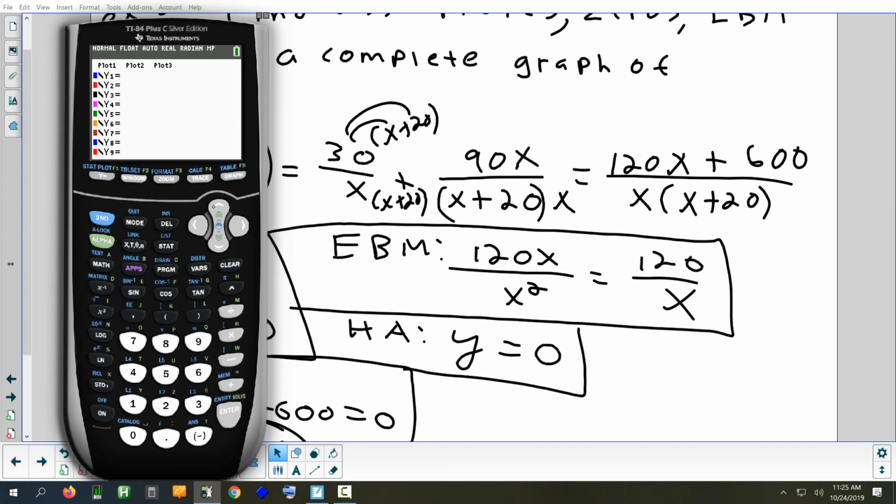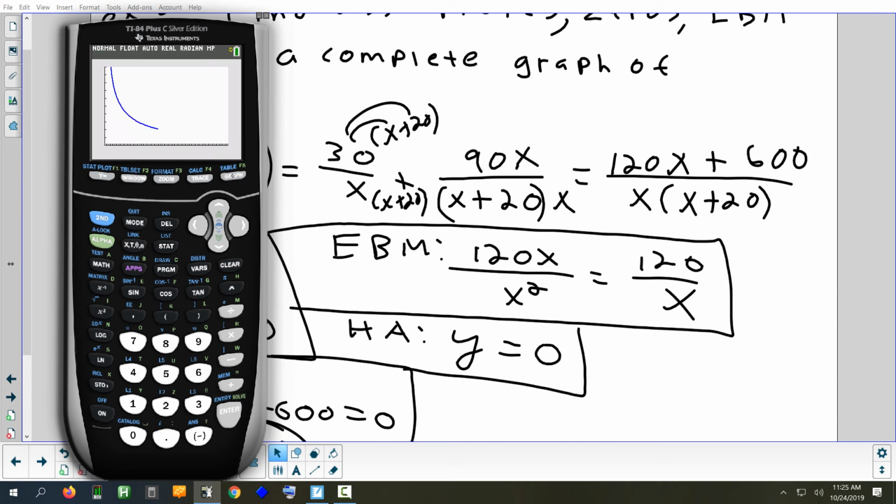I'm going to type it in the way it was originally. So it was 30 divided by x plus 90 over x plus 20. So let's do it this way: 90 divided by (x plus 20). I don't know if you could get away without that extra set of parentheses, maybe. But if you do it that way, you're safe. Okay, let's hit graph.